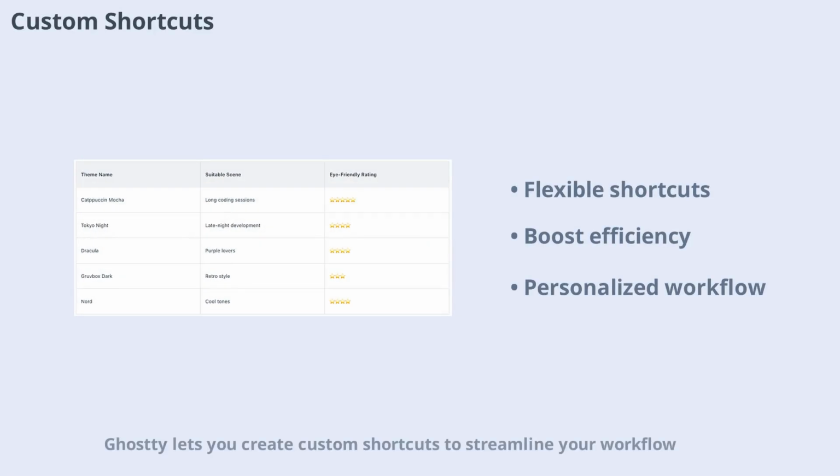Ghostty lets you create custom shortcuts to streamline your workflow. The configuration format is simple: keybind equals key combo equals action. You can set up shortcuts for clearing the screen, opening new tabs, switching between tabs, searching, and more. This flexibility means you can tailor Ghostty to fit your exact needs, making your development process faster and more efficient.